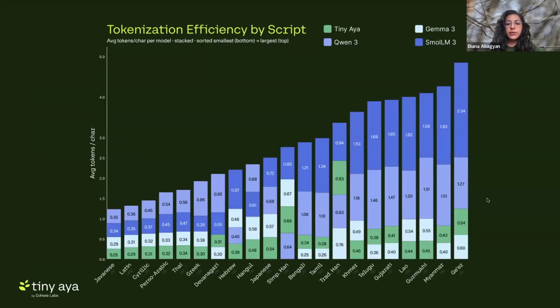And you can see here we have tokenizer efficiency by script, comparing the green TinyAya model and some of our competitors like Qwen and Gemma. And you can see that for the majority of the scripts here, TinyAya is actually the most efficient, where there are the least amount of average tokens per character. So we're winning in scripts like Javanese, Cyrillic, Lao, while still maintaining a good performance on Latin script, which is of course the majority of our data and the majority of the European languages.